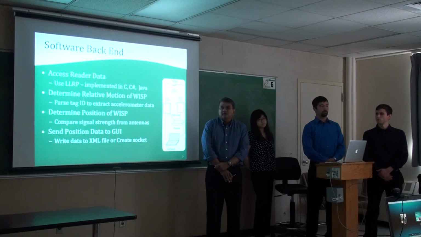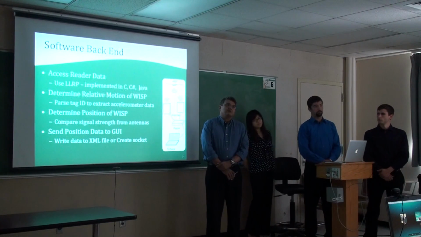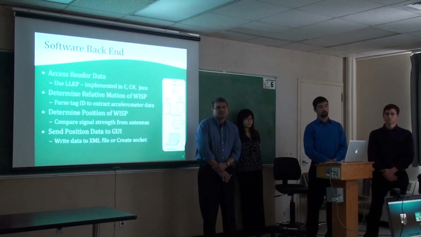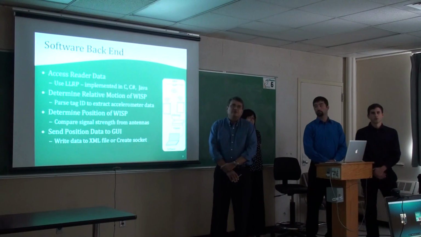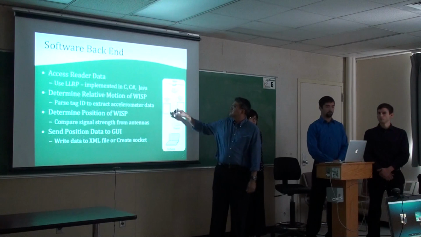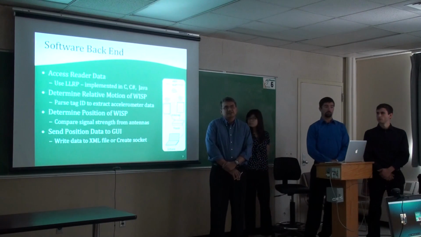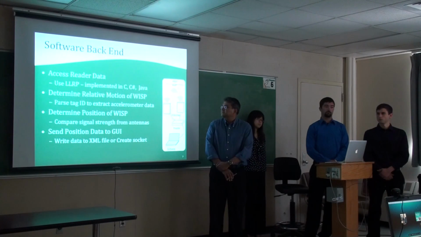Once it's extracted the accelerometer data, we'll use an algorithm to calculate the velocity of the WISP based on the accelerometer data. Now that will tell us about the relative motion of the WISP, but it won't tell us about the initial position and the initial orientation. In order to determine those quantities, the software will analyze the difference in the signal strength that the two antennas have received from the WISP. That should give us information about the orientation and distance of the WISP from the antennas.